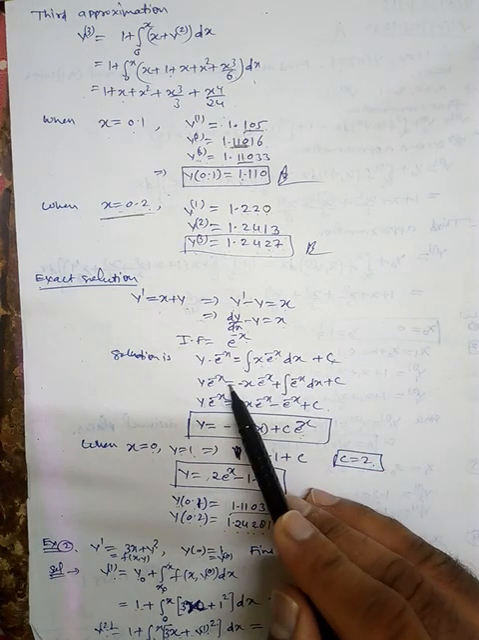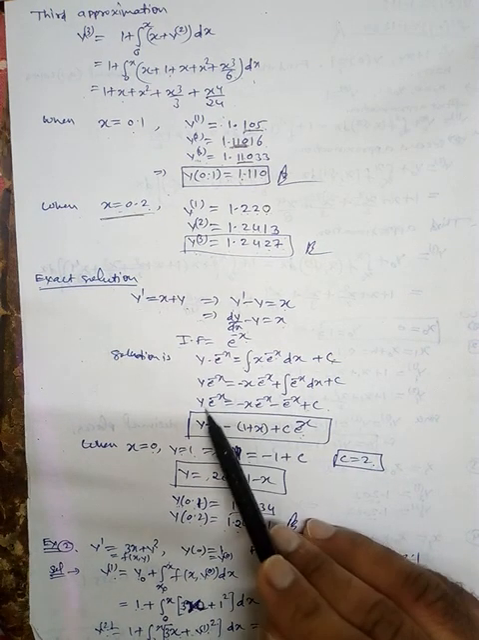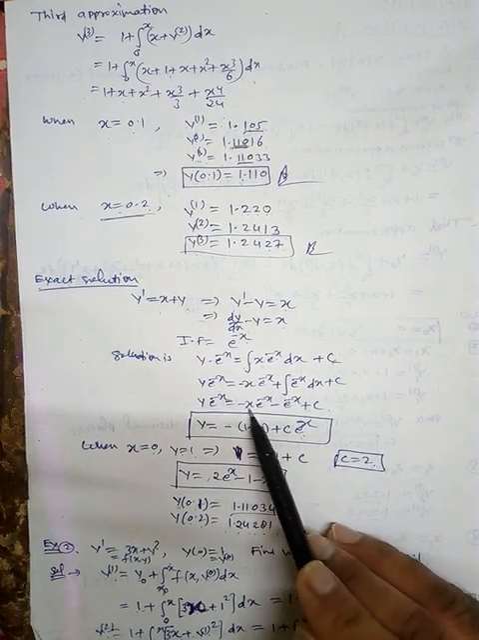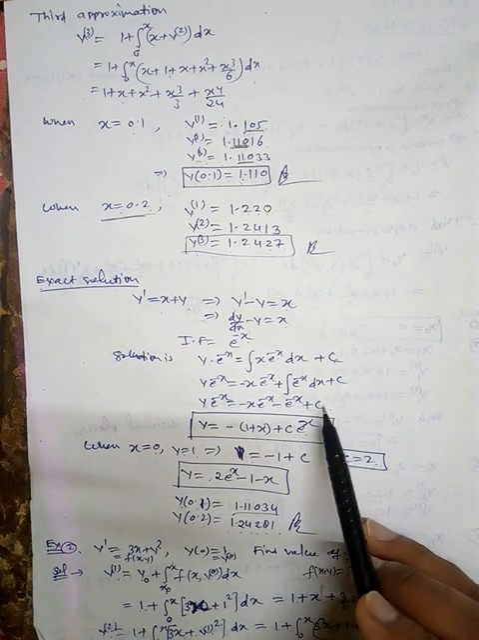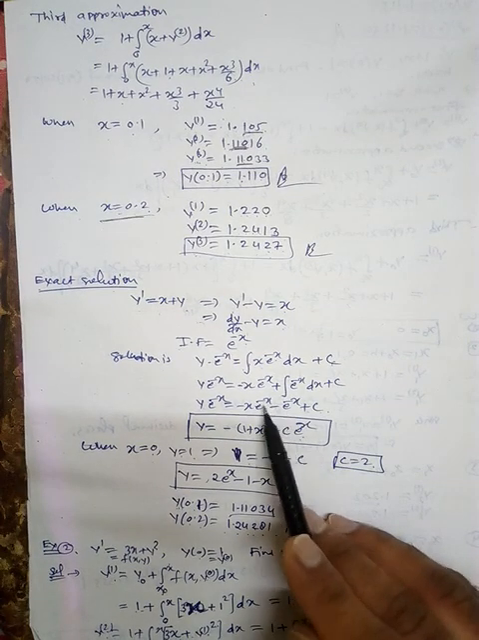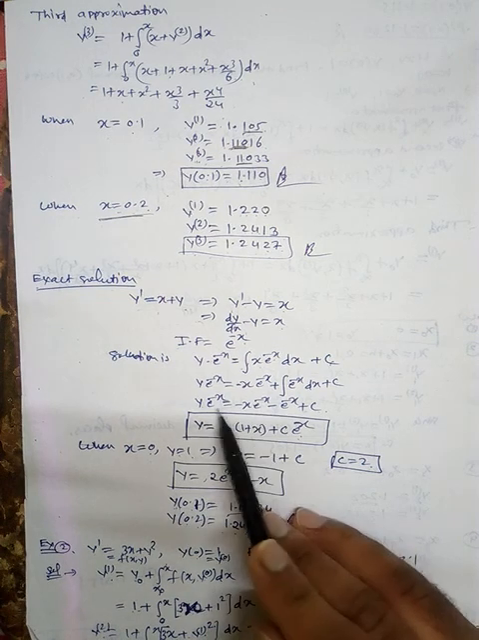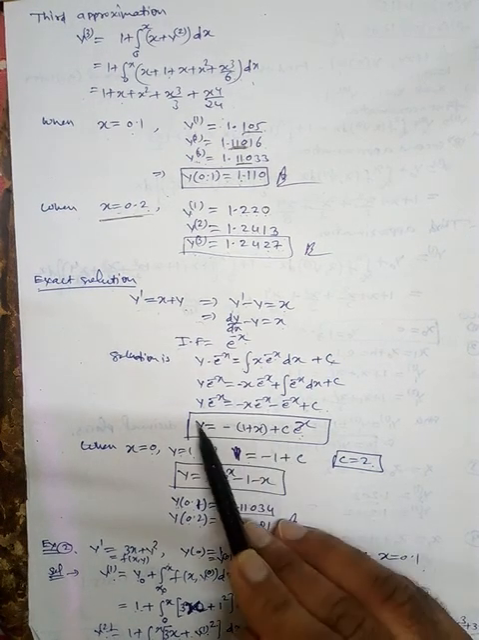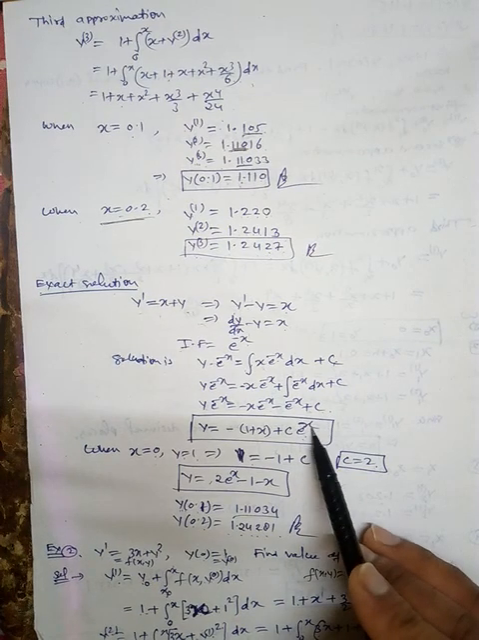Okay, so after integration we get y e raised to the power minus x is equal to minus x e raised to the power minus x minus e raised to the power minus x plus c. Okay, from here you can take e raised to the power minus x common, and then here is also e raised to the power minus x. When you divide by this, ultimately we get y is equal to minus 1 minus x plus c e raised to the power x.